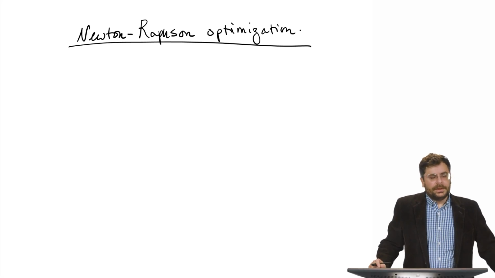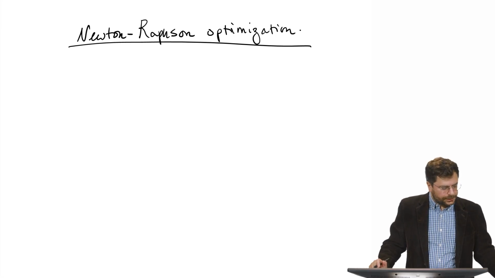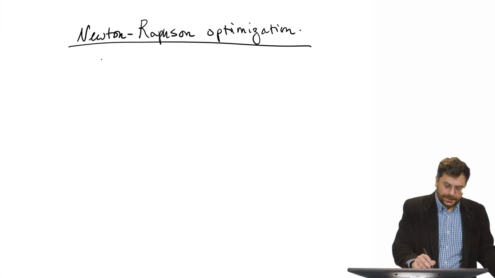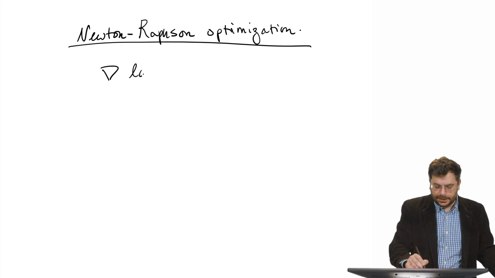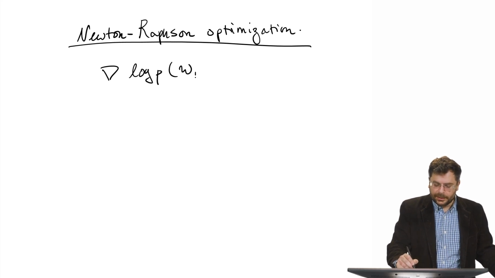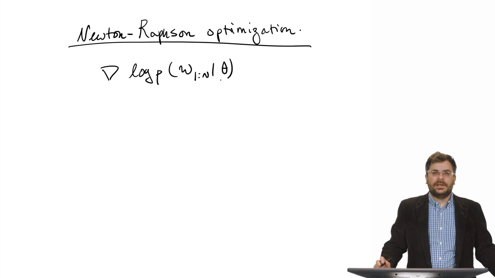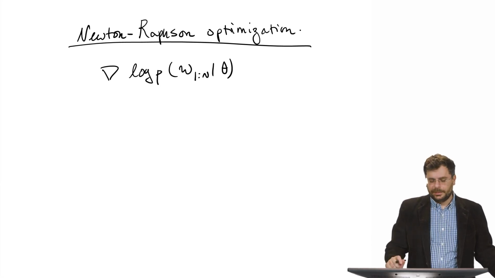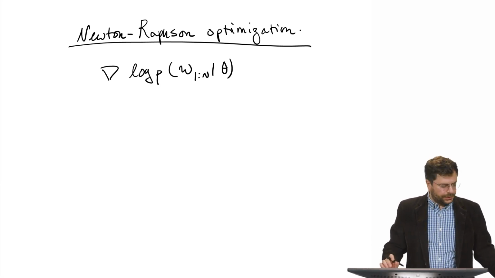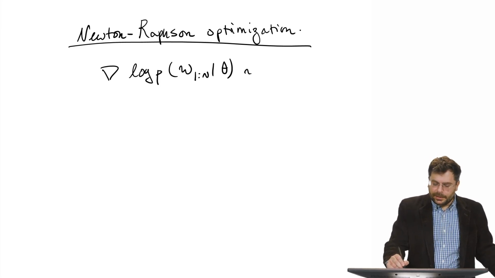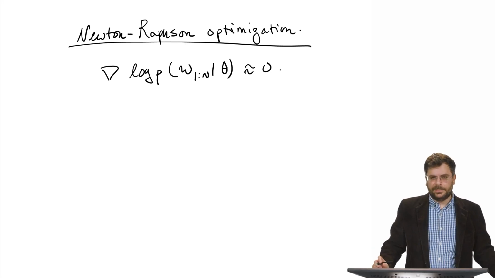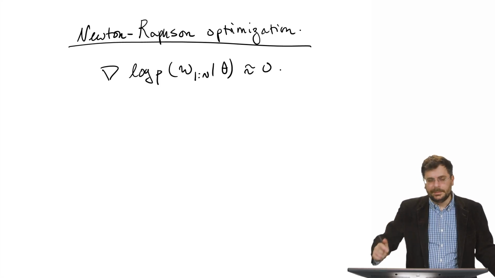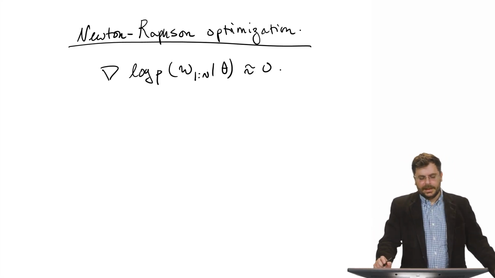And the very first one is Newton-Raphson optimization. The way Newton-Raphson optimization works is essentially by considering the gradient. And in this particular case, typically speaking, we consider the log likelihood, not the likelihood itself, because the likelihood itself may be extremely small. So we're typically trying to maximize the log likelihood. And numerically, we'd like to be able to find a value of the gradient of the log likelihood that is approximately equal to 0. It won't precisely be equal to 0 for numerical reasons.